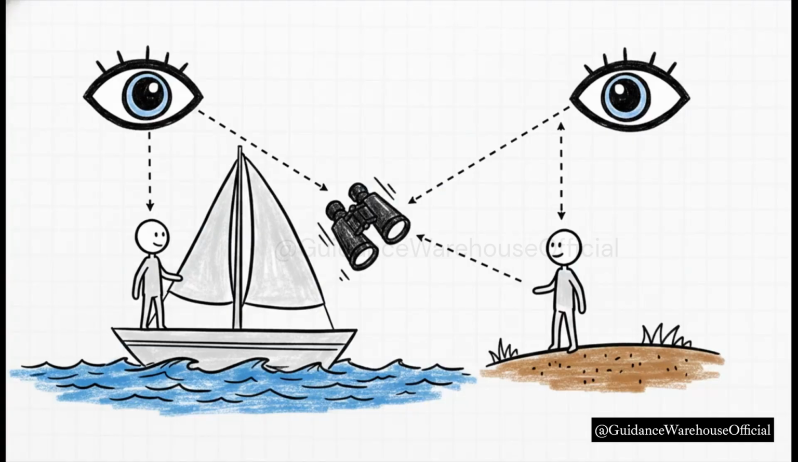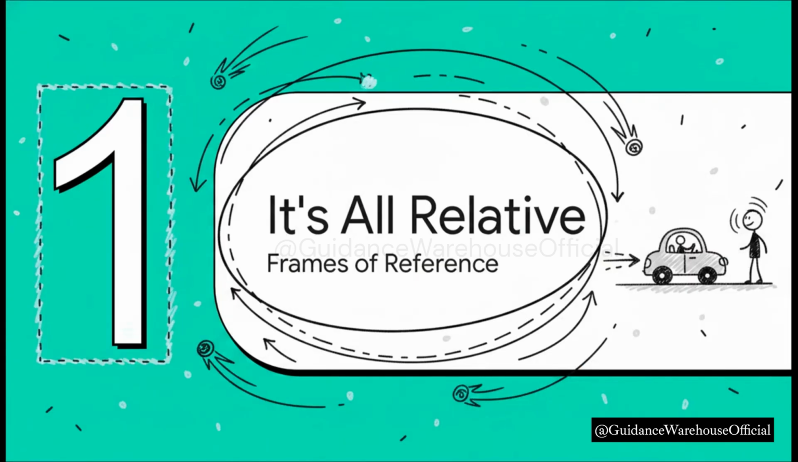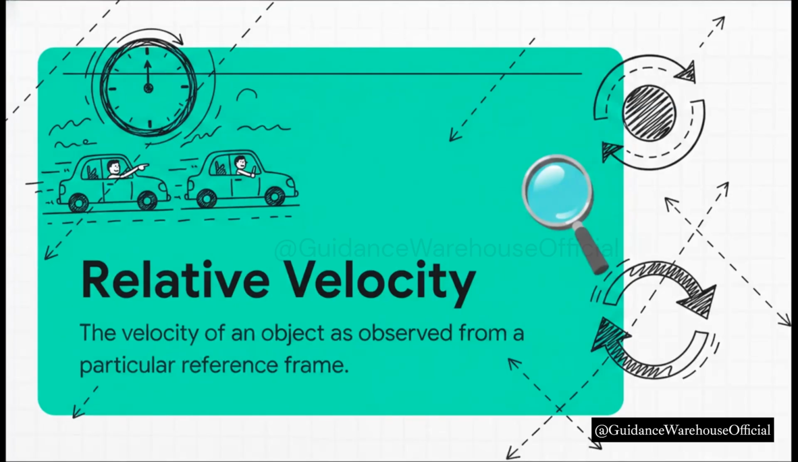So to get to the bottom of this, we've got to realize that the solution isn't just about gravity. The absolute key here is that the answer completely depends on who is watching. And this brings us to the core idea that unlocks this whole puzzle, the concept of frames of reference. You see, everything we call motion is always measured from a specific point of view. So, when we talk about speed, we're always talking about relative velocity.